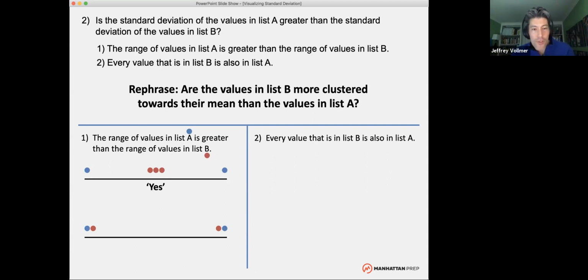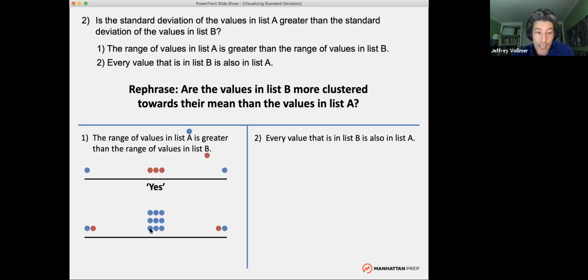But now I'm trying to figure out, is there a way I can get A's values more clustered towards the mean than B's values? And it's just like, yeah, let me just add a bunch of values in A towards the middle. I added 9 here. Imagine there were like 9,000 values right here and just 2 outliers. The standard deviation is going to be relatively small compared to B's, which is pretty wide.